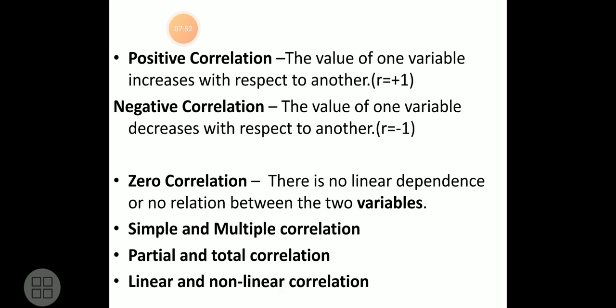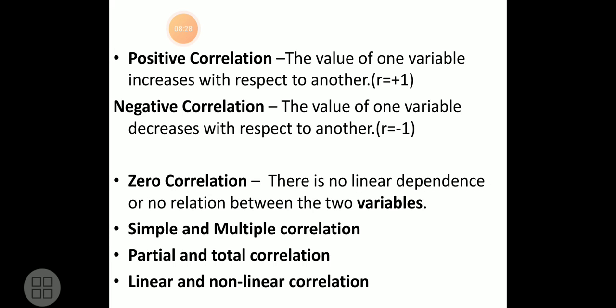Now, the fifth type of correlation is partial and total correlation. When the study of two variables, not including some other variables, is known as partial correlation. Many variables are there. And when all the particulars are taken into consideration, it is called total. So definitely partial, in the sense that we have at least more than two variables.